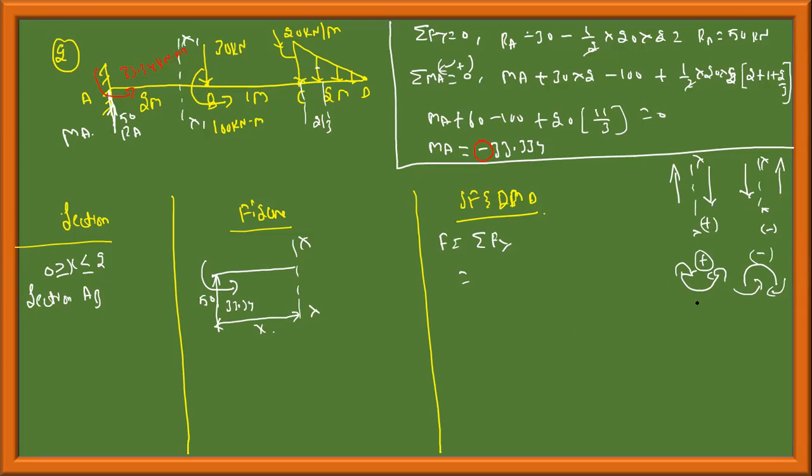I will stick to sagging positive, hogging negative bending moment. Take a beam and bend it like a U shape; that is positive. Bend it in the reverse direction; that is negative. The summation of force in the vertical direction gives the shear force, acting upwards, which in this case is 50 kilonewton.